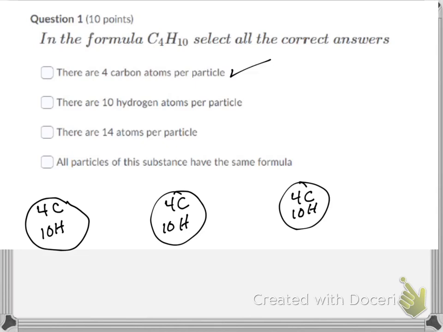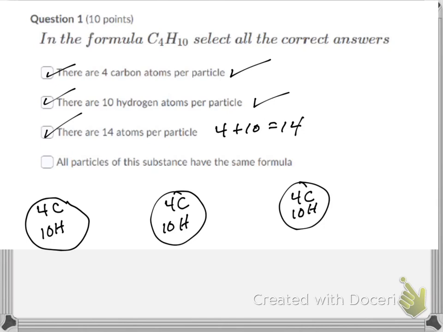Every particle has 4 carbon atoms. Every particle has 10 hydrogen atoms. Every particle has 4 plus 10, which is 14 atoms. So that's true. So we definitely have the first 3 true, because at the particle level we would definitely have 4 carbons, 10 hydrogens, and 14 in total.